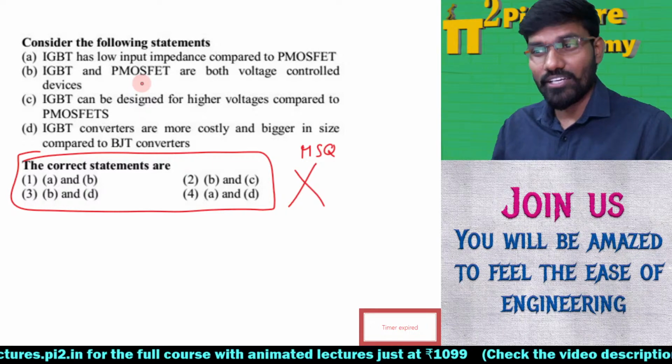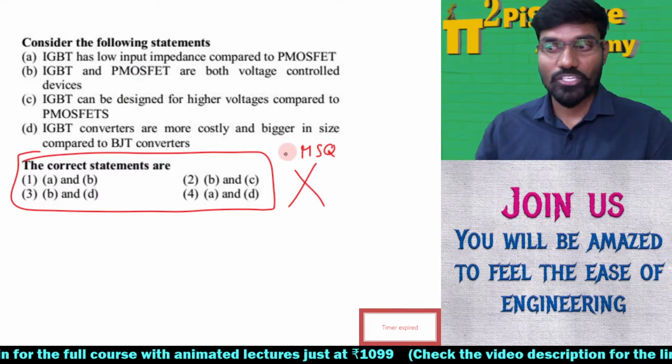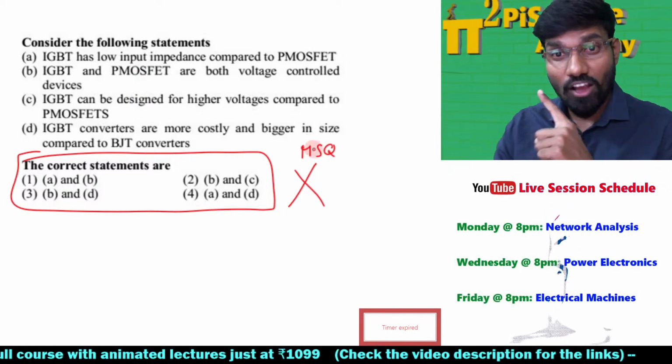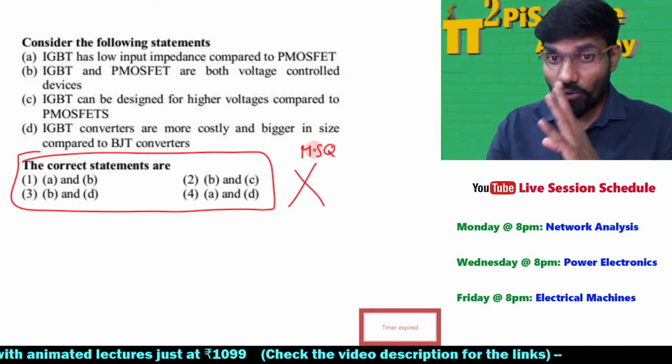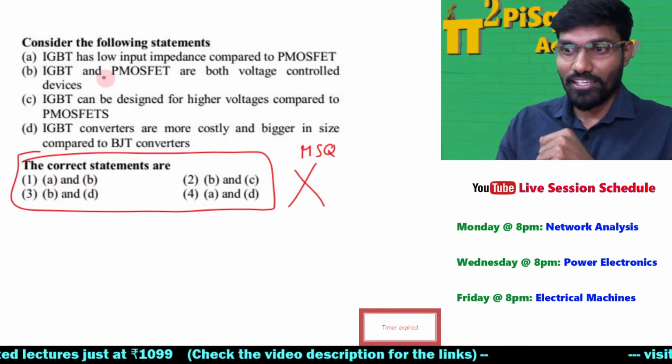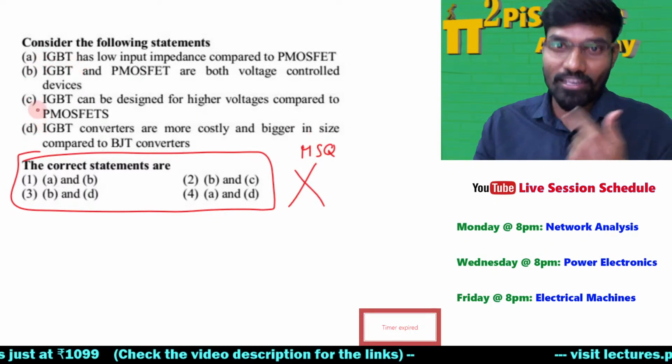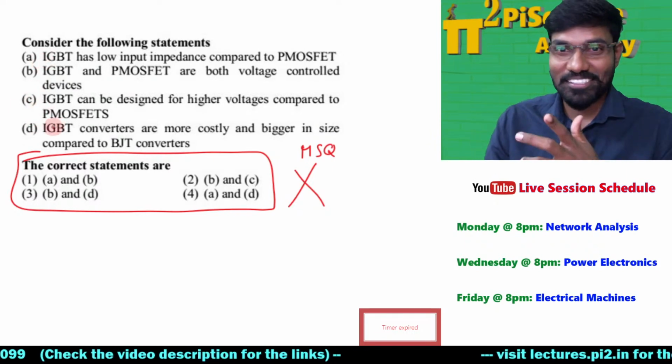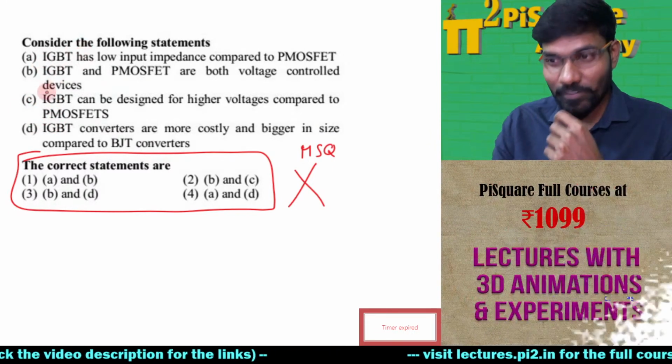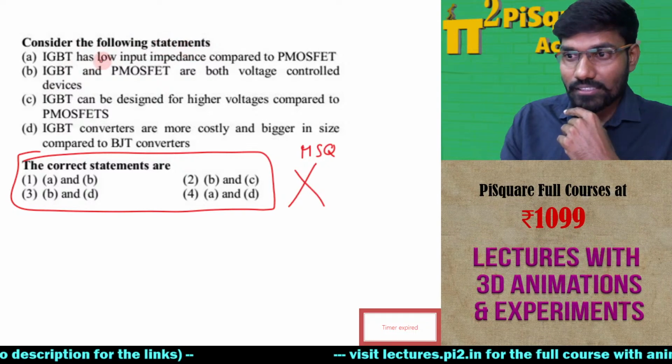And there is no negative marking for these MSQs. You need to select all correct and only correct. Otherwise, if you mark all the available options, then you will not get marks. Anyways, coming back, which one is correct?